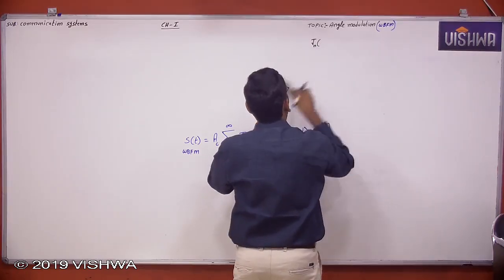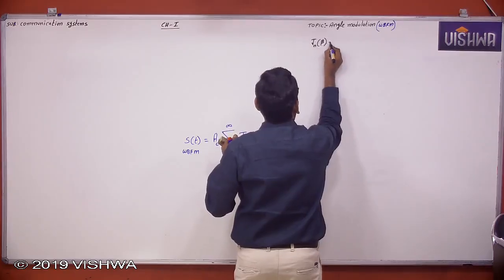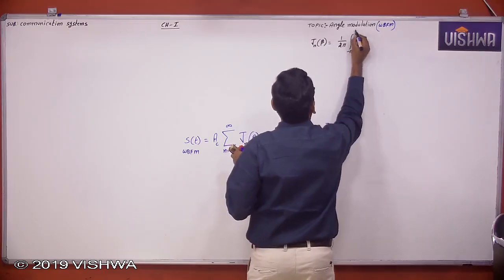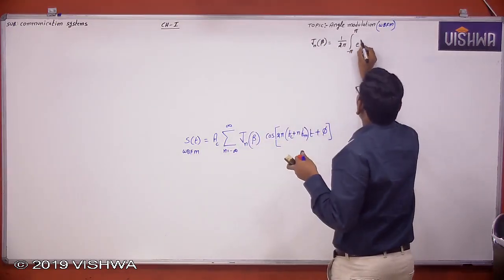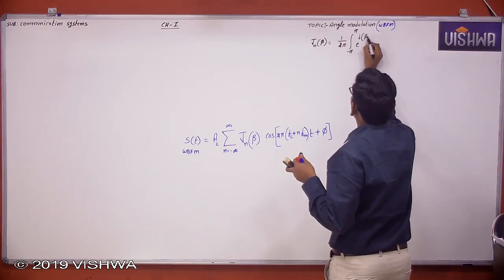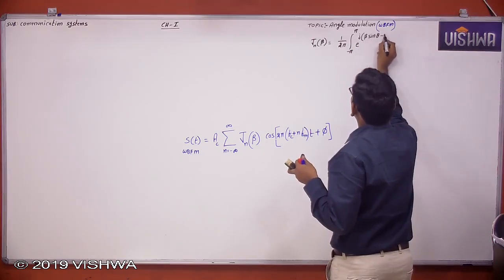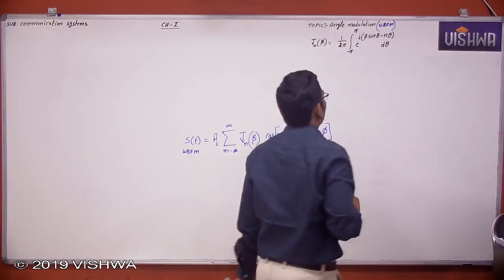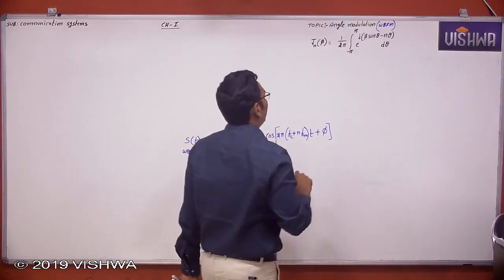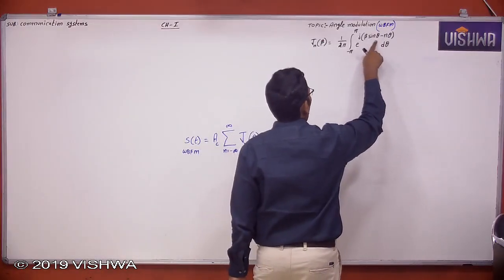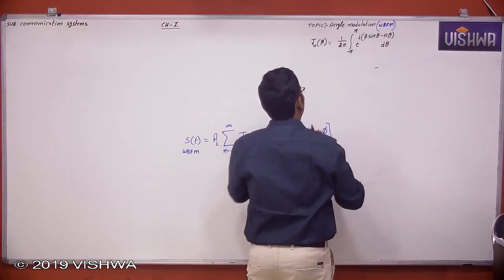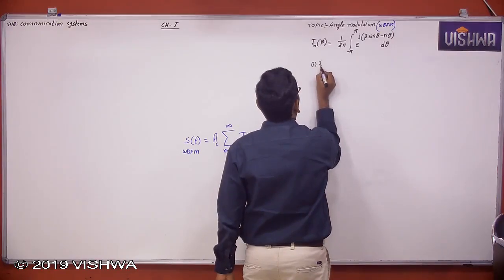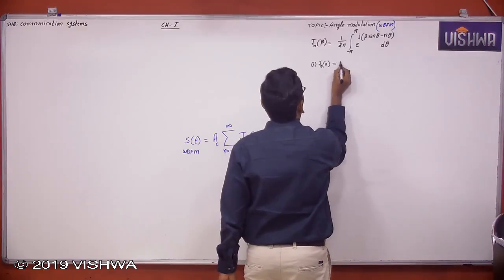We'll take directly Jn of beta. Jn of beta, the Bessel function coefficient of order n, is 1 by 2 pi integral from minus pi to pi of e power j beta sine theta minus n theta, integrated with respect to theta. So if n equal to 0, beta equal to 0, this is e power 0, which is 1, and the integration of d theta is theta. So J0 of 0 is equal to 1.